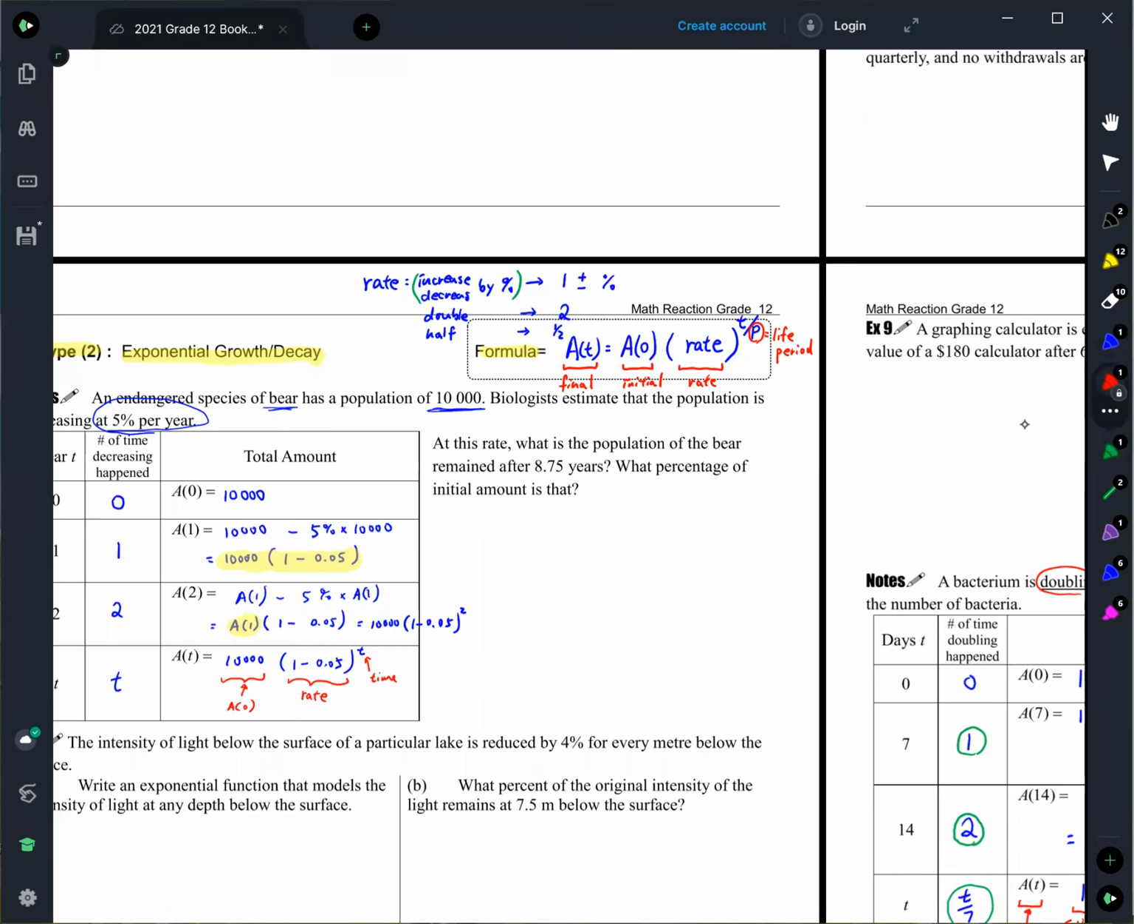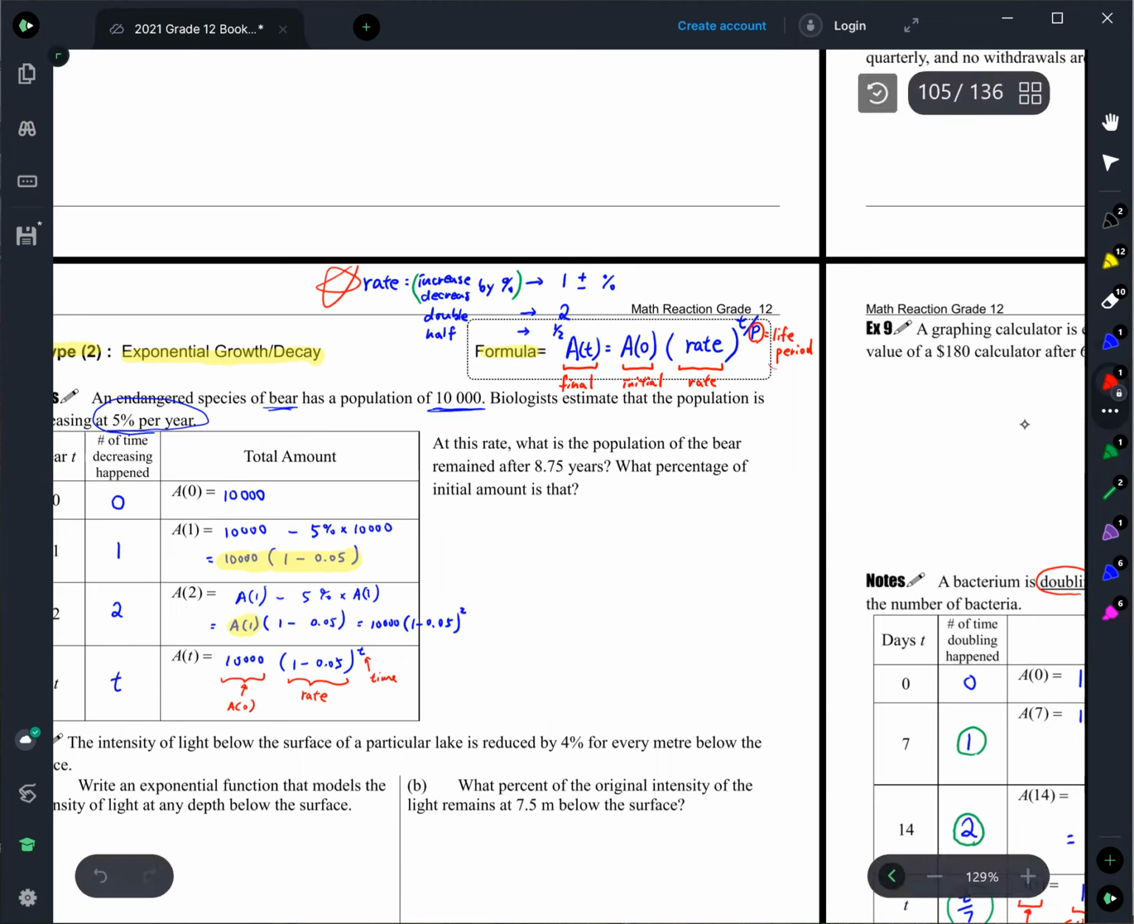So you have the final, initial, the rate, right? How fast you are going. So over here, we wrote down what kind of rate you will use, right? If it's telling you to use percentage, then you have to use the 1 plus or 1 minus, either it's increase or decrease. If they don't use percent, they say double or half, right? Then you use different number. Double, you use 2, half, you use half, right? 1/2. And then a new thing in this one is called the life period, right?